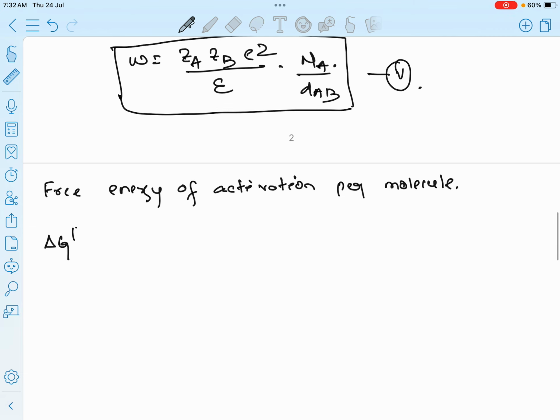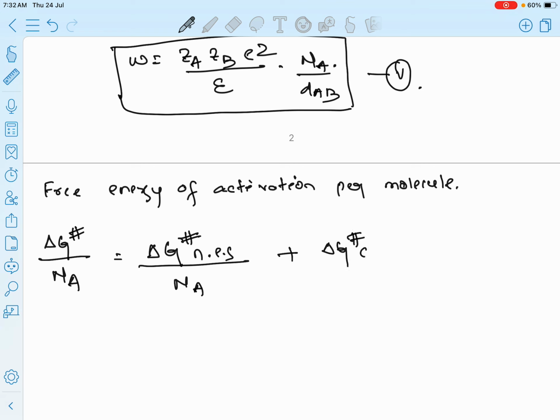If delta G activation is the free energy of activation for N number of molecules or N number of species, for one ionic species it will be given by dividing by N. And obviously the total free energy is the sum total of the non-electrostatic term, and also it is a sum of the electrostatic term.